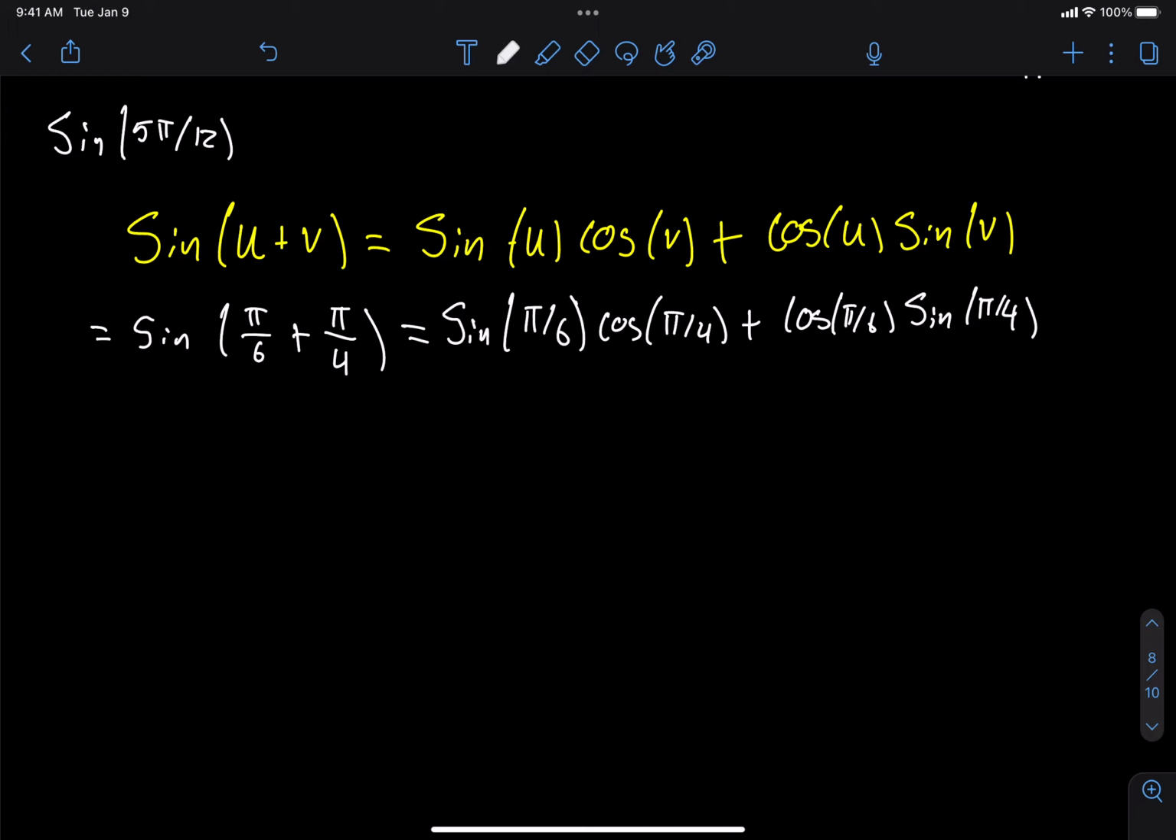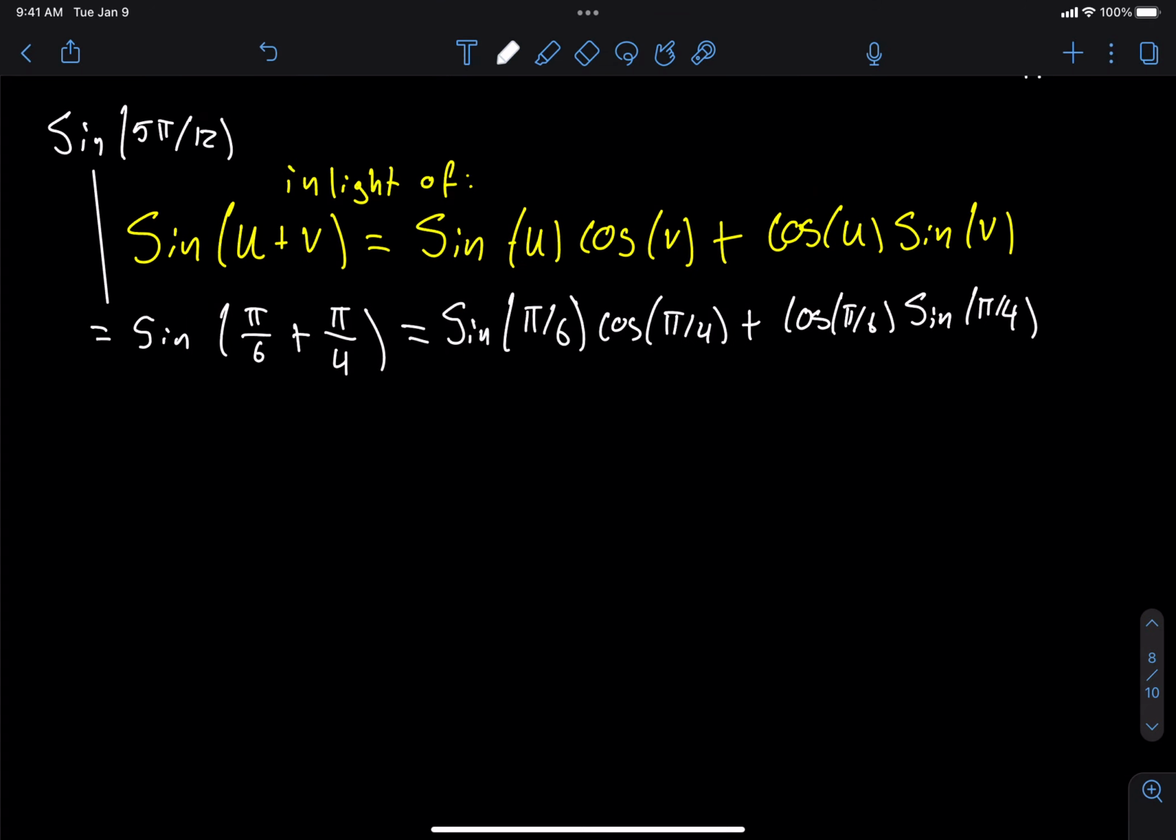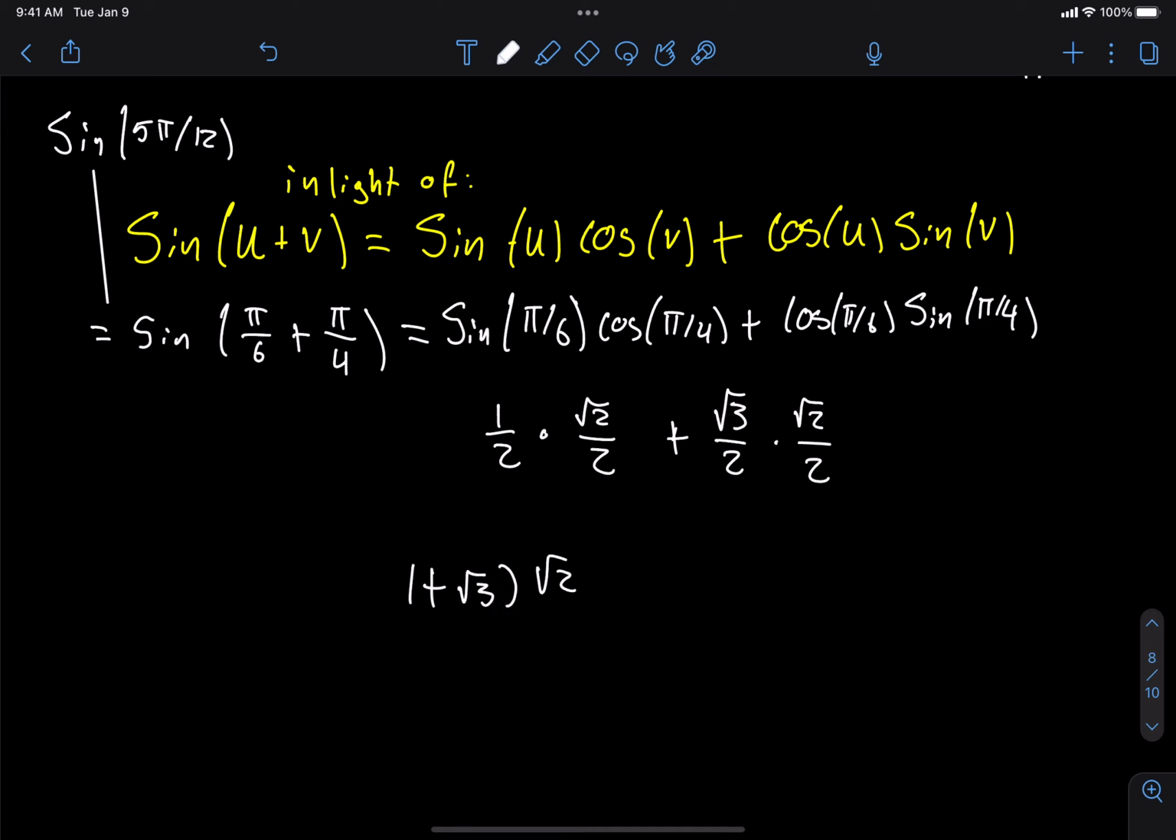Okay, so you can think of this like the following. In light of this identity, I can rewrite sine of 5 pi over 12 as the sine of the sum of these two angles, which is just sine of pi over 6 times cosine of pi over 4 plus cosine of pi over 6 times sine of pi over 4. And if you'll allow me to briefly compute, I think we get 1/2 times root 2 over 2 plus cosine of pi over 6, which would be root 3 over 2 times root 2 over 2. So I get root 2, I get 1 plus the square root of 3 times root 2 all over 4.